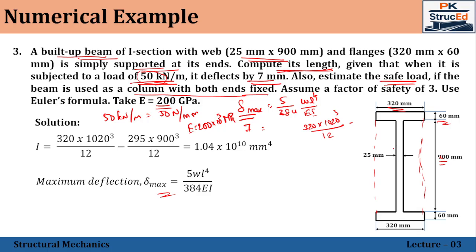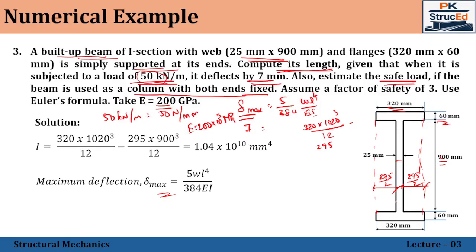Instead of separately, we can take it all together. That is, the overall width is 320 minus 25, so you'll be getting a width of 295. This plus this will give 295. That is, this is 295 by 2, and this is 295 by 2.